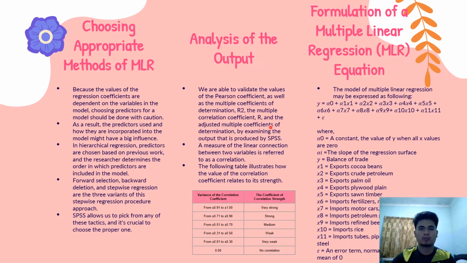Next, analysis of the output. We are able to validate the value of the multiple correlation coefficient R and the adjusted multiple R square by examining the output of the result. For the coefficient, 0.91 to 1 is very strong, 0.71 to 0.90 is strong, 0.51 to 0.70 is medium, 0.31 to 0.50 is weak, 0.01 to 0.30 is very weak, and 0 is no correlation.